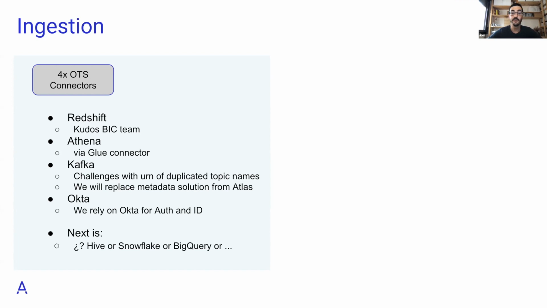For Kafka, we ran into a couple of challenges. We have the same topic in Pre and Pro, and if you just put the topic name, there are some collisions that we found in the browse path. And what we have decided already is that we will replace the Atlas solution regardless of the result of the POC, which is still running. We need to validate with users. So we will change Atlas for LinkedIn DataHub because it's, again, easier to maintain on the infra side.